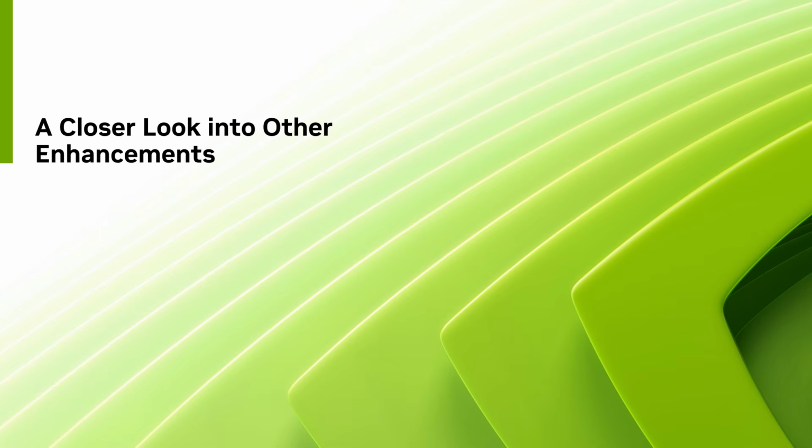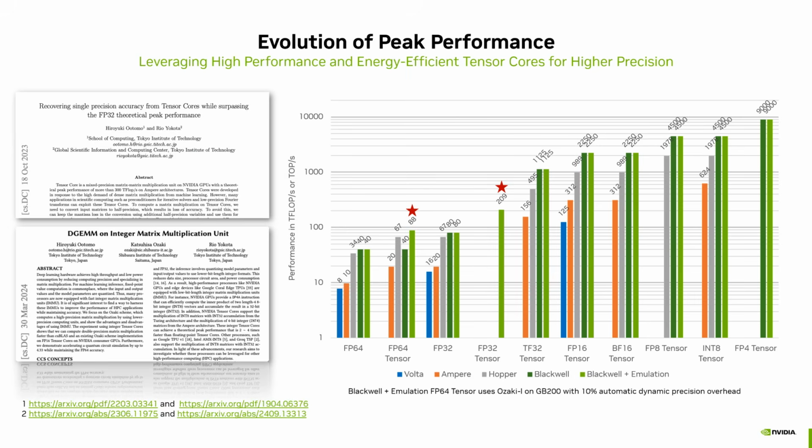Beyond that, we've got a lot of things happening on the library side. FP64 and FP32 and larger data types are really, really important for lots of different domains. Finance, high-performance computing, you name it.